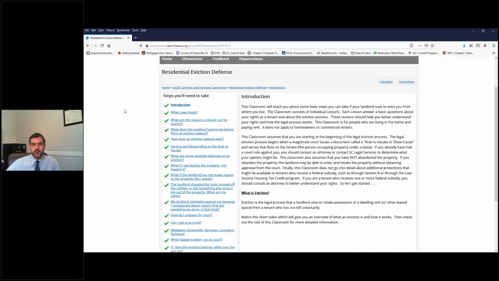So, the classroom starts off with an introduction. It talks about the basic steps that you can use if your landlord sues you for eviction. And it consists of individual lessons. They're formatted in an FAQ type setup. So, what laws apply, what are the reasons somebody can be evicted. And the classroom really assumes that you're at the beginning of the legal process.